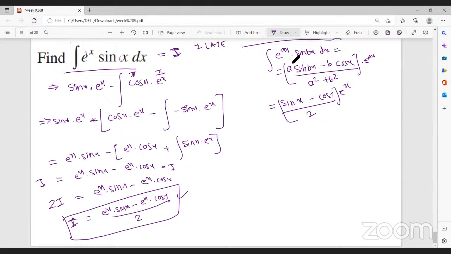Any doubt? You can try to prove it on your own. So the formula is a sin bx minus b cos of bx only. Okay, b cos of bx only. Okay. Any doubt in any activity question?